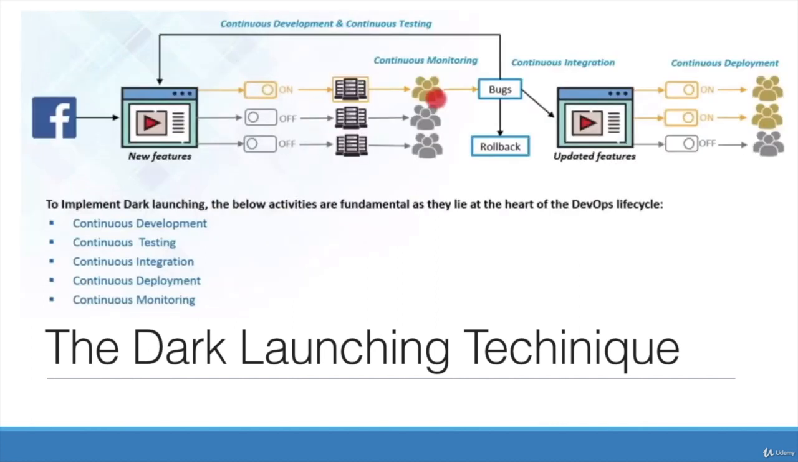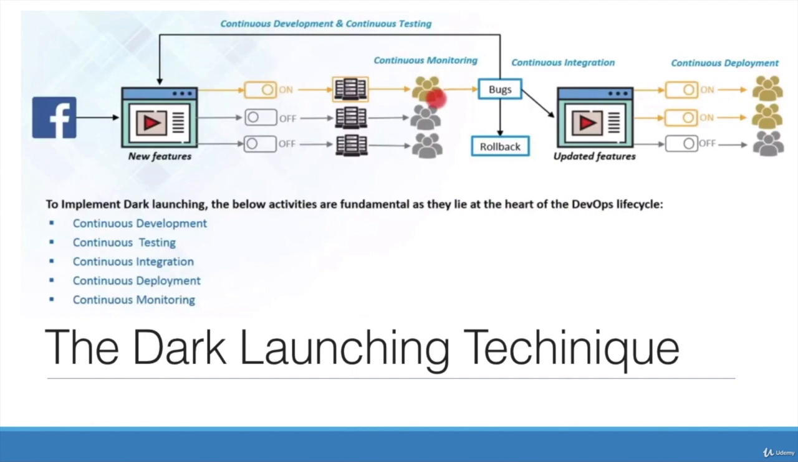So this is the diagram of the dark launching technique. Very first, Facebook, as a company, introduces a new feature, right? It will deploy it on a specific user group, which is in the yellow belt, and a specific data center. Then we get the bugs, so we roll back the feature.